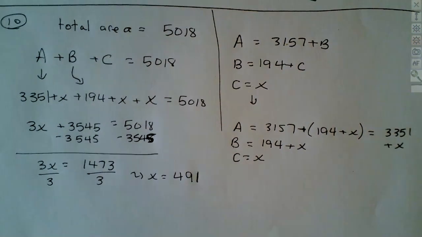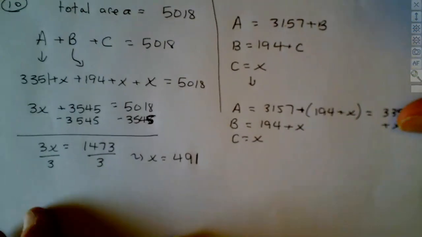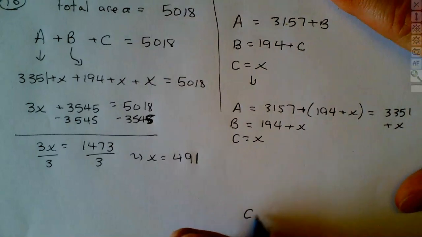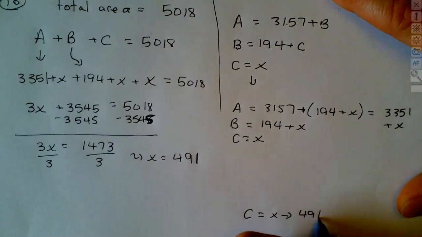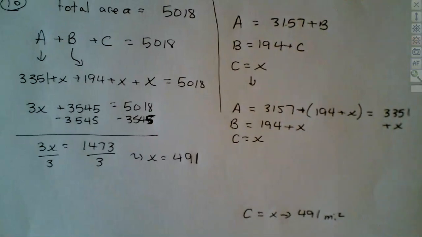Now that is not my finished answer. That's only part of it. We need to go back and find A, B, and C, and label them as well. So let's again start at the bottom. We know C is x. So that is 491 square miles. That is C.